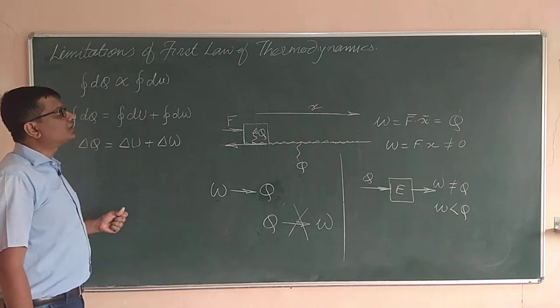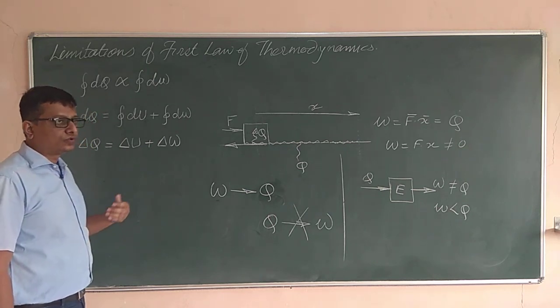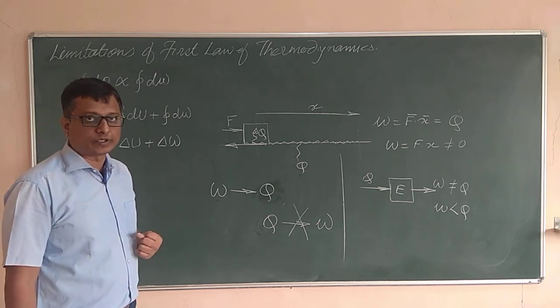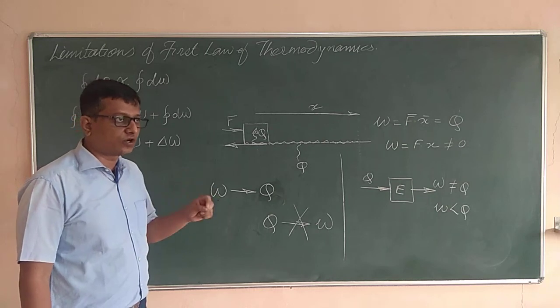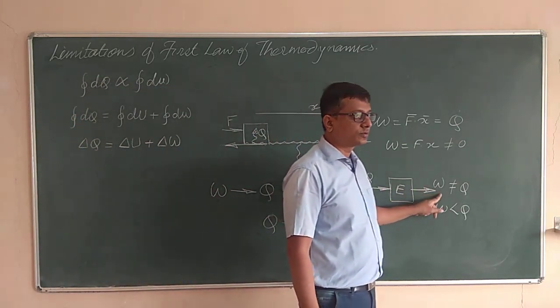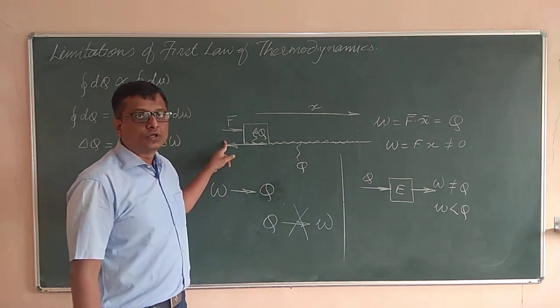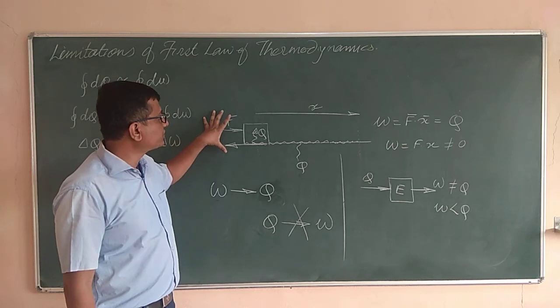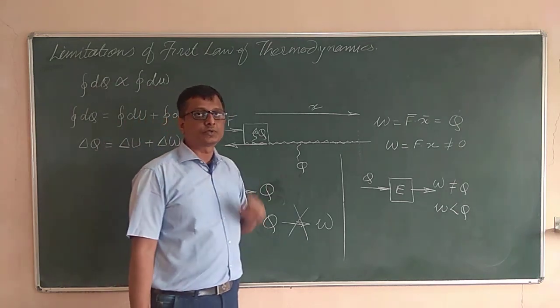To overcome the limitations of the first law of thermodynamics, we need to shift to the next law, that is the second law of thermodynamics. In the second law of thermodynamics, all these limitations are overcome. The second law says why 100% conversion is not possible, and why the reversal of that particular process is not possible. So some of the limitations of the first law of thermodynamics are overcome in the second law.